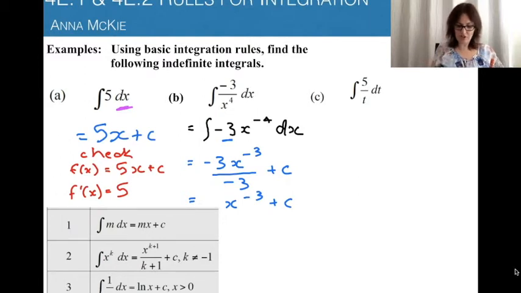Once again, you could always check that. If this was now your function, x to the power of -3, what's the derivative of that? You lower the power, bring the power down the front, lower the power by 1, and that constant would disappear. And then, as you can see, that is the same as the function you first started with.